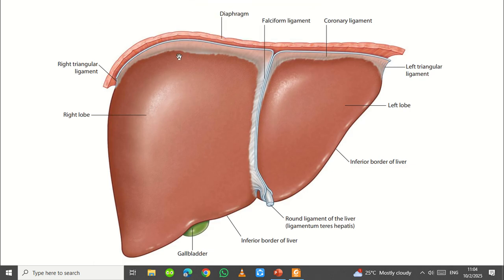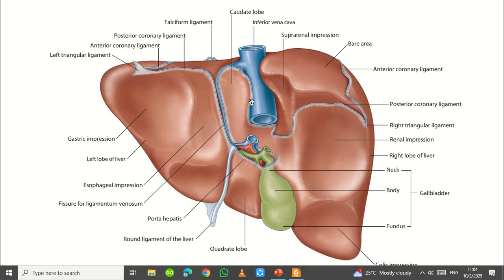So right here, this is your convex surface of the liver. You can actually see, right? And it will be fitting in the concavity of the diaphragm, right? And then the visceral surface of the liver actually has these impressions upon the organs that the liver will sit upon. So this right here is your right lobe.